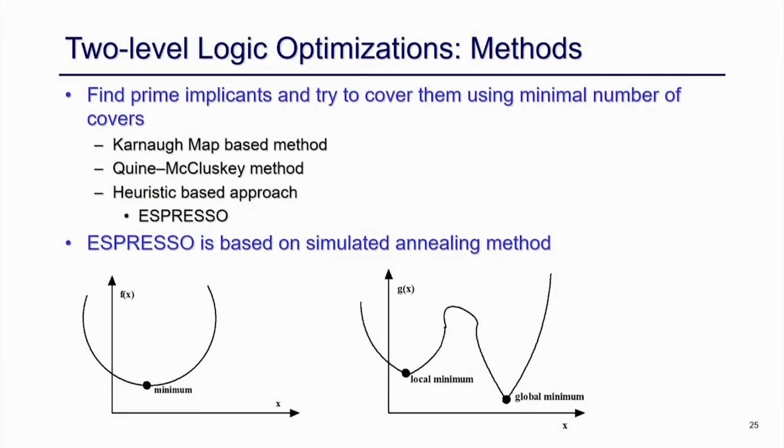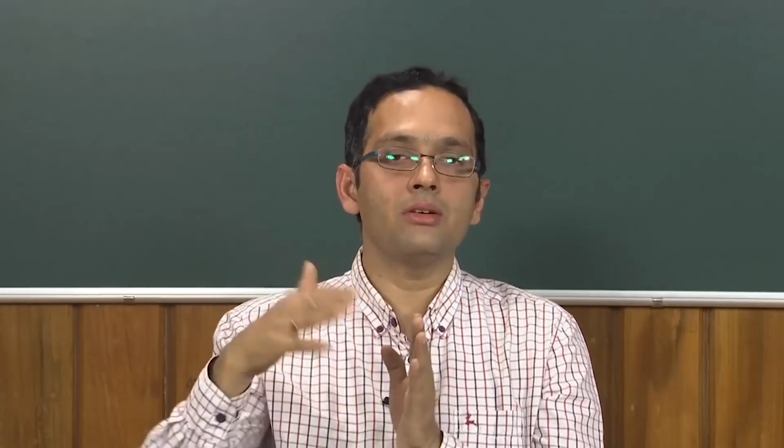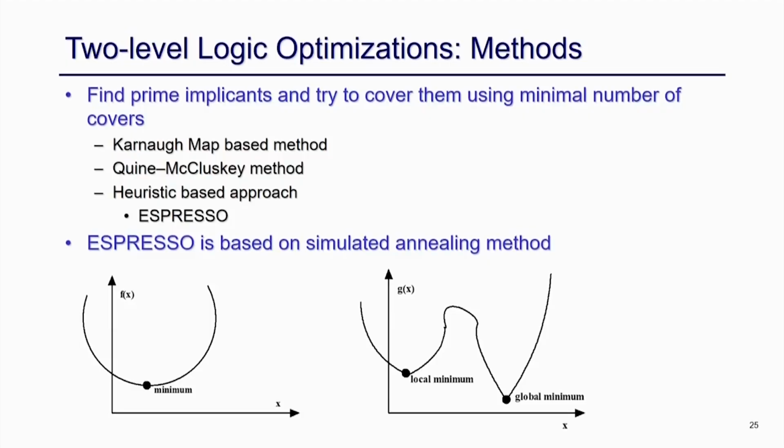Now I will move on to the discussion of 2-level logic optimization. What we have understood is that 2-level logic optimization is nothing but trying to find the prime implicants of a Boolean function, and then trying to cover all the minterms using the minimum number of such covers. Each prime implicant covers some of the minterms, and we try to find the minimum number of prime implicants which cover all the minterms. We have a lot of various methods. What is very well known is the Karnaugh map based method. We have the Quine-McCluskey based method. The Karnaugh map is a kind of mapping table, and we try to find the prime implicants on the table.